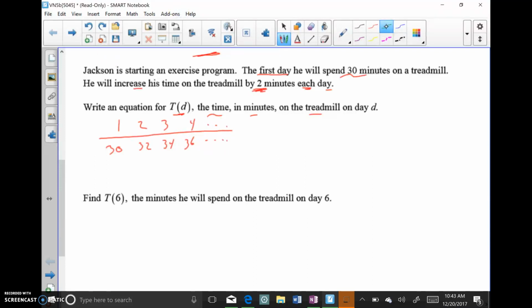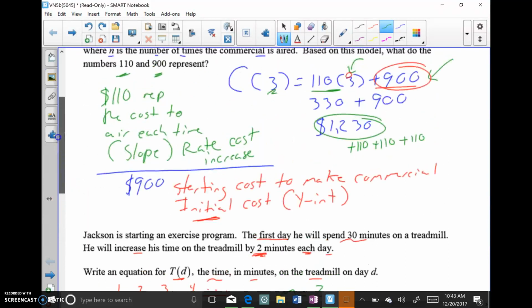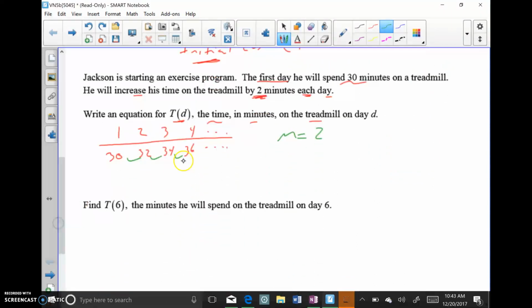So what is my slope and what is my y-intercept? Well, my slope here is the rate of change. How is this increasing? It's increasing by 2 minutes per day. Notice that as this increases 1, 2, 3, 4, this is going up plus 2, plus 2, plus 2. Just like for the cost, it was plus 110 each time that I aired the commercial, where here each day he's adding 2, adding 2, adding 2.